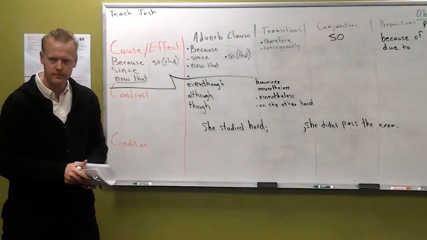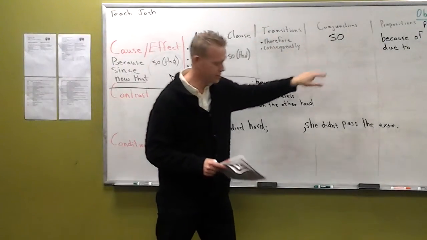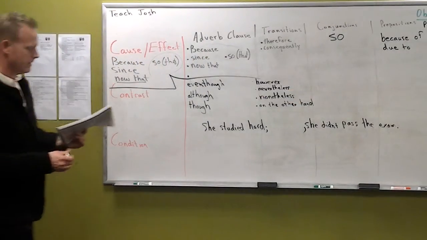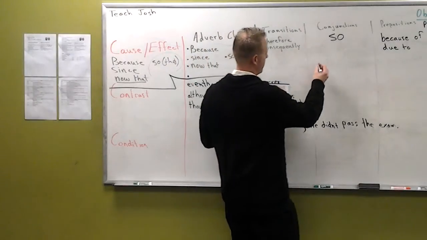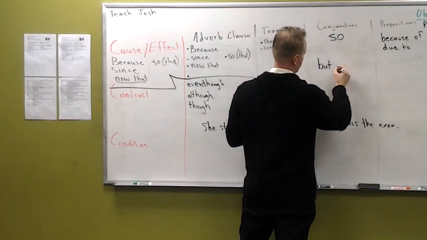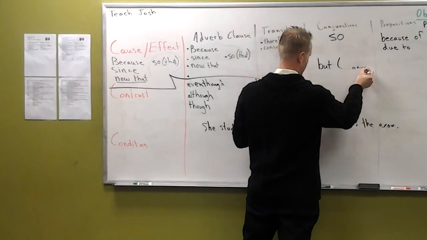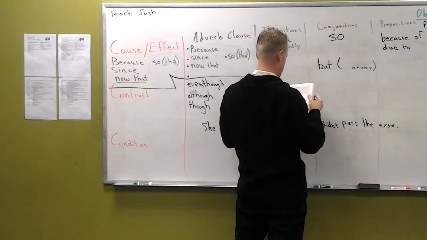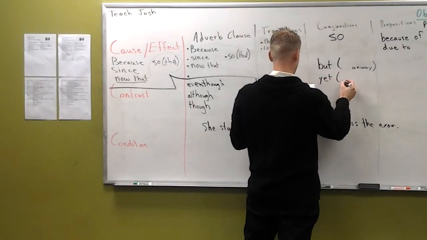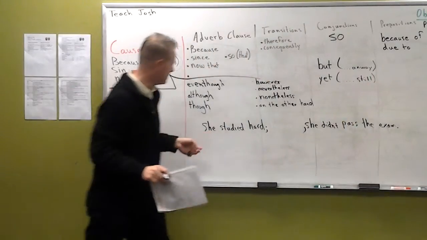Any questions on that? Okay. Now let's jump over here to conjunctions. Is there a good conjunction we can use? But. Good. Anyway, yes. So you can say but, say what you're going to say, and then put anyway on the end. It's optional. You can also say yet, and then optional still.